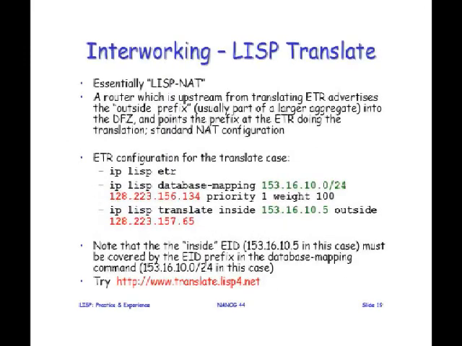Okay, so let me blast through some of this because I want to see how you guys think about these sites. So this translate thing is interworking, right? I don't have that much time left and I want to rip through this, but basically, look at the middle bullet. This is how I configured this thing. I just said, here's the mapping, and then the third line in the middle bullet says ip lisp translate inside outside. That's it, NAT, right?